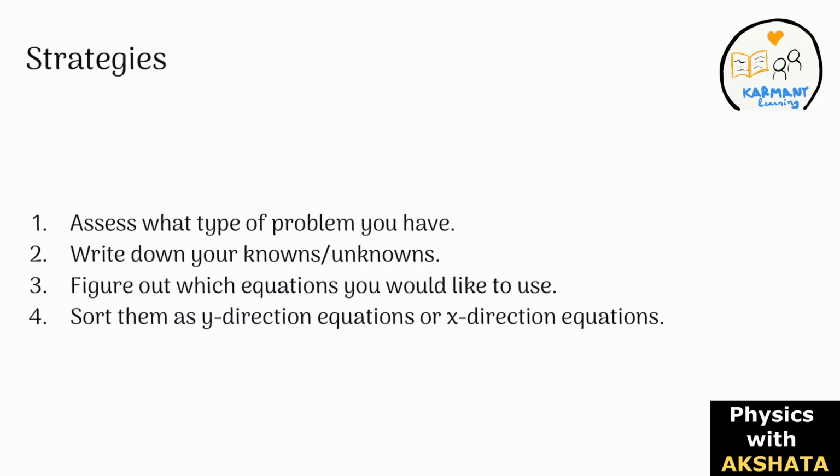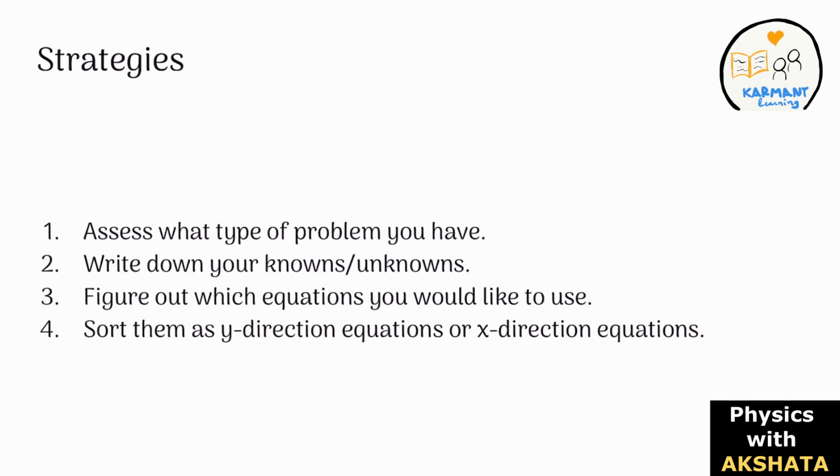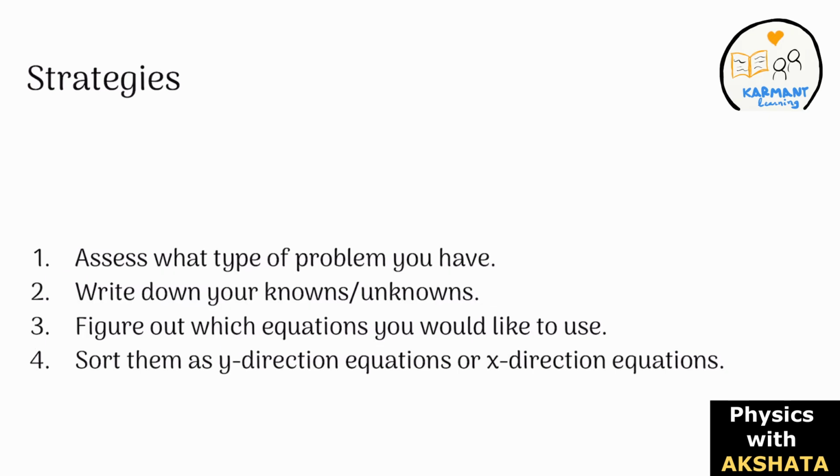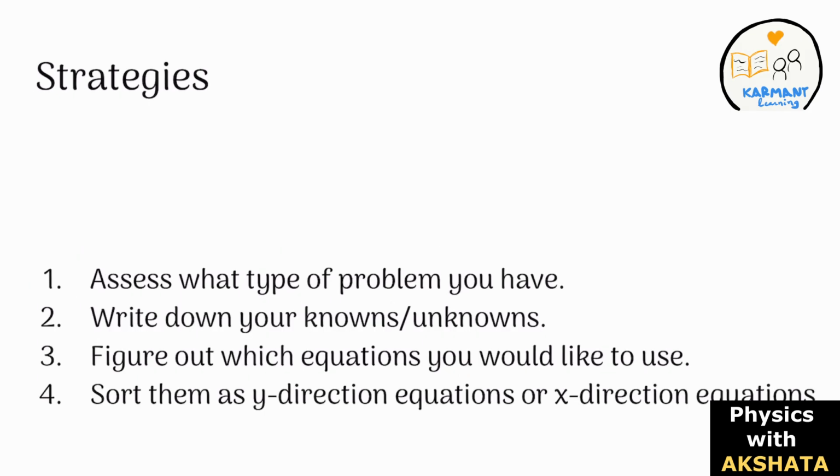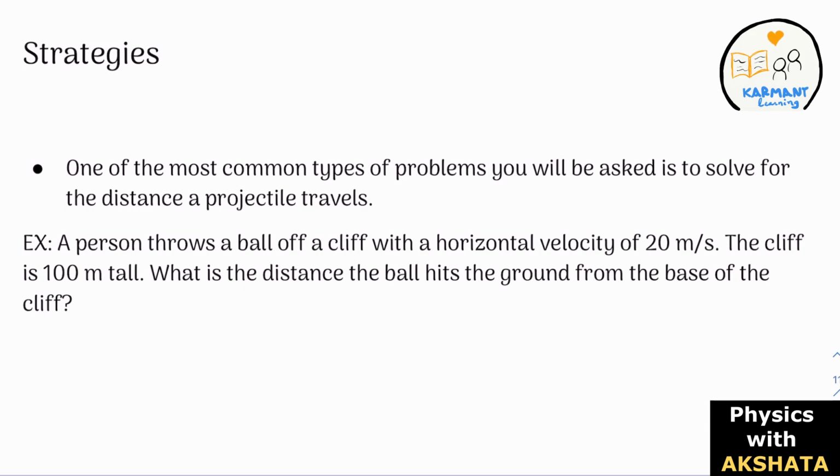So I know we've gone over a lot of new things, but I just wanted to cover some ground on some strategies that you can use when solving problems. First, I would recommend you assess what type of problem you have. Are you solving for the time? Are you solving for the distance your object travels? Next step I would advise is to write down your knowns and unknowns. This is similar to how we made a knowns and unknowns list before. And also, then you would figure out which equations you would like to use. I recommend consulting your list of x direction and y direction equations.